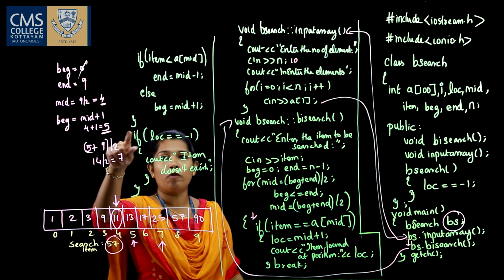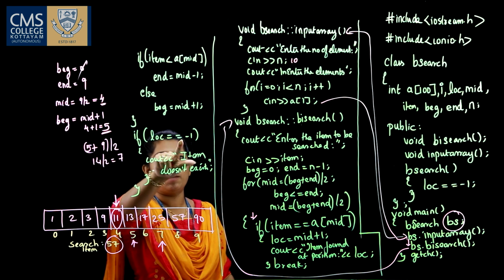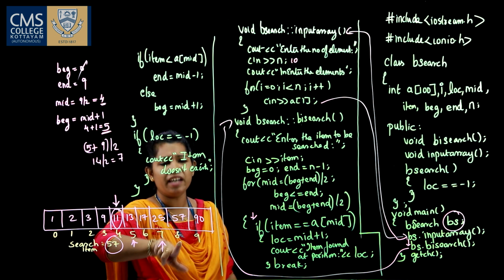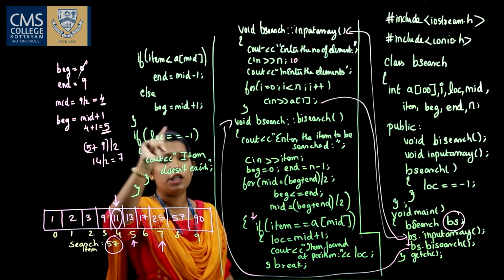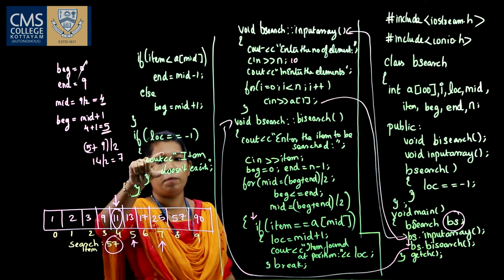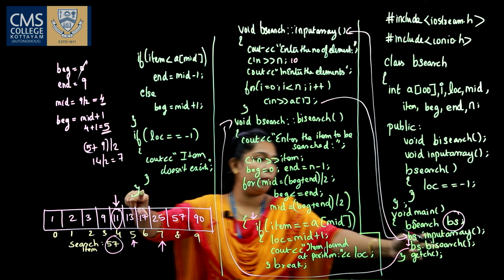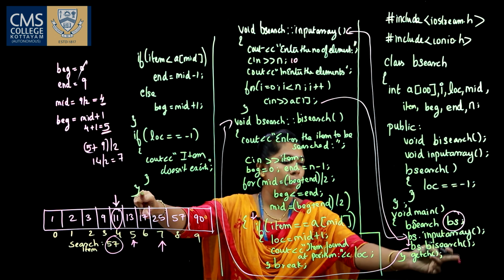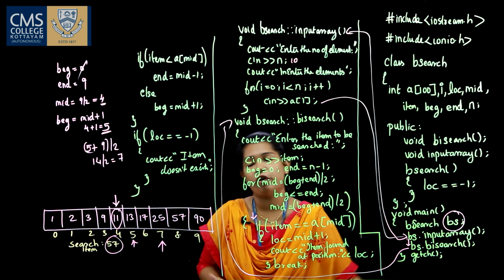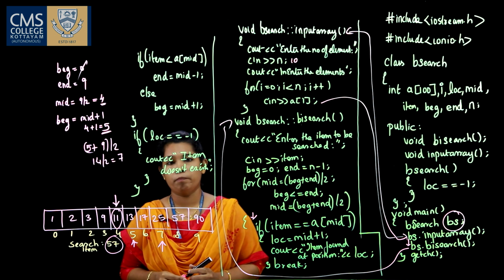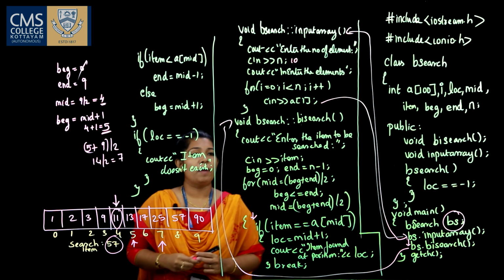After coming out of the for loop, it will check LOC double equal to -1. My case is LOC is 9. So 9 double equal to -1 is false. So this part will not be executed and here your function is getting over. It will go back to the main function. After the main function, you do not have anything, so you are terminating the main function, terminating the program. So that is all about binary search.